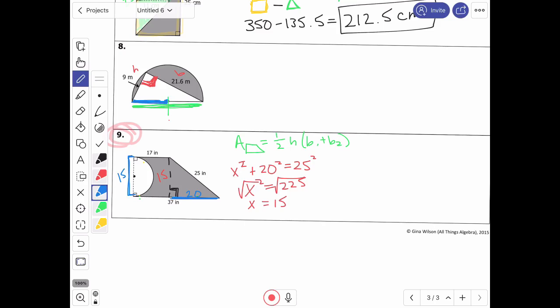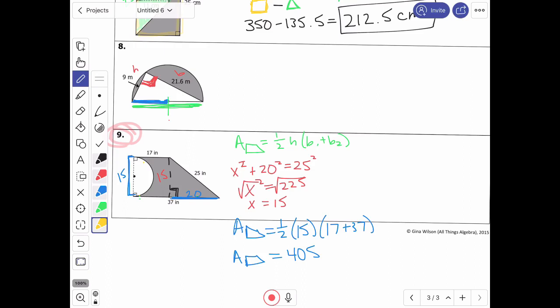Let's calculate the area of this trapezoid real fast though. So the area of the trapezoid would be 1/2 times 15 times 17 plus 37. So the area of the trapezoid is 405.